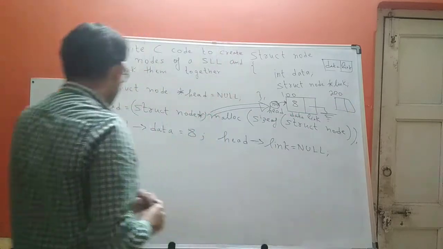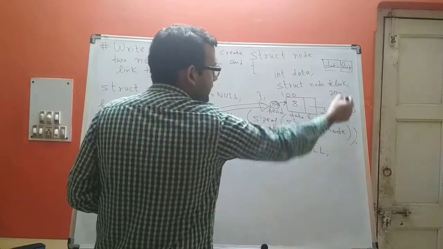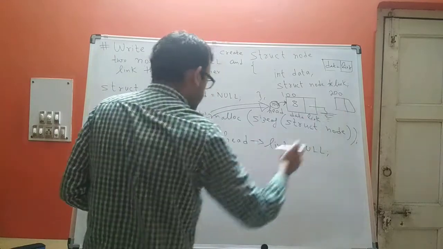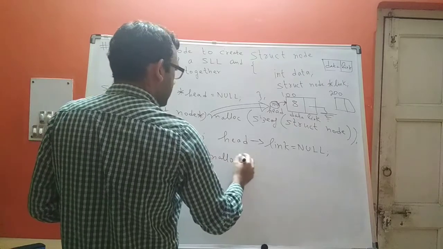So let's see how we can do that. I want the address of this node. So how will I get the address of this node? When I use malloc, malloc will return the address of the first byte. So what I can say is, I can say malloc.